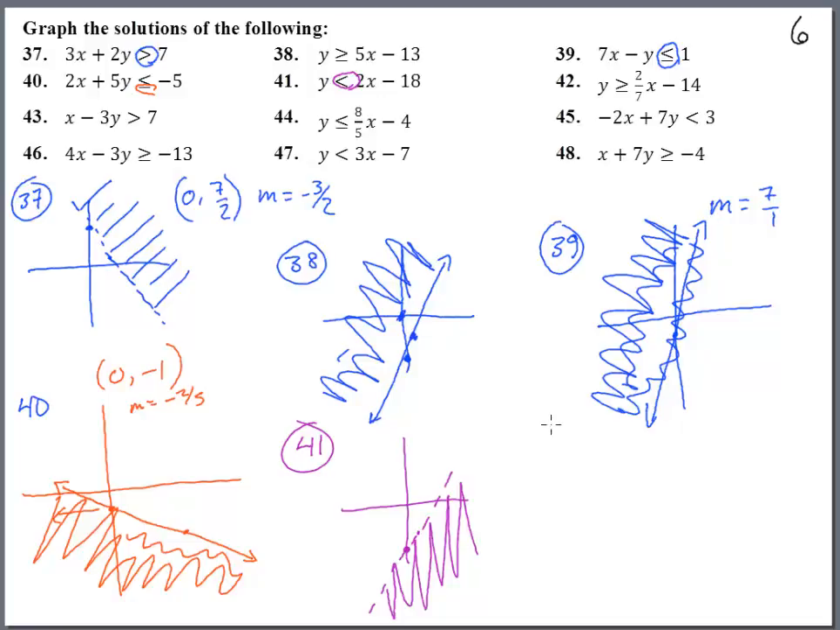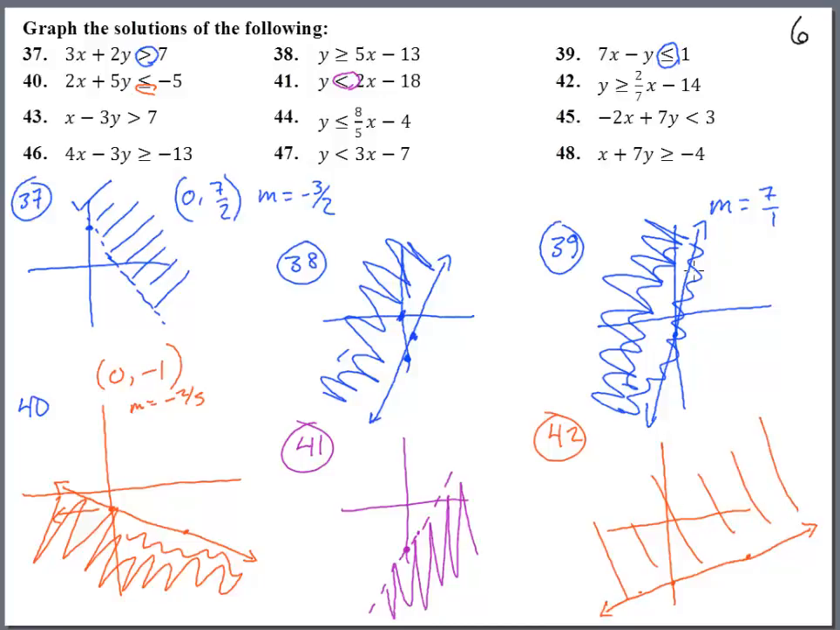And 42. Y is greater than or equal to 2/7 x minus 14. So we are at negative 14, and we are up 2 over 7, and this is greater than or equal to, so this is a solid line. And it says that y is bigger than, so we're going to be up here.